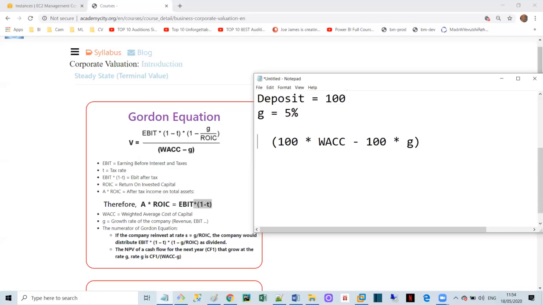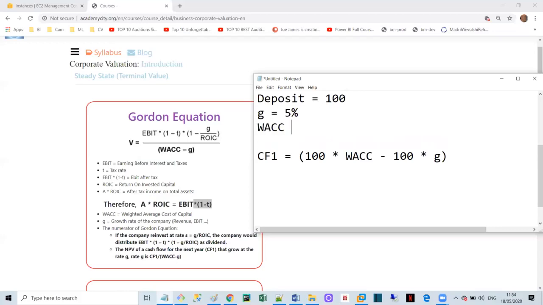This is really my cash flow for the first year. Can you explain that again? Yeah, this is really my cash flow for the first year. What do I mean? I deposited in the bank $100. The bank is paying me WACC. Let's say, just for the example, WACC is 10%.